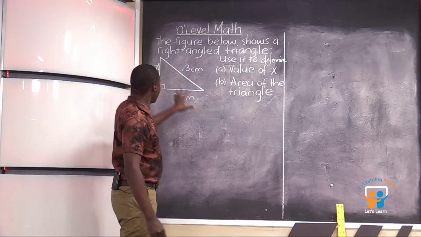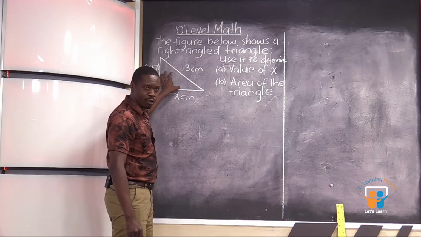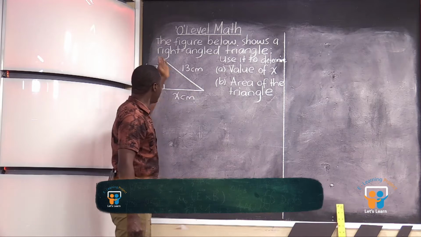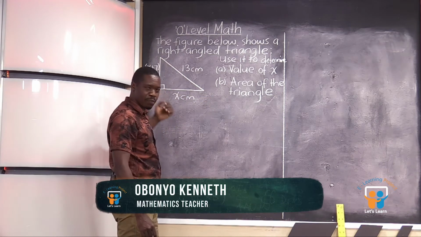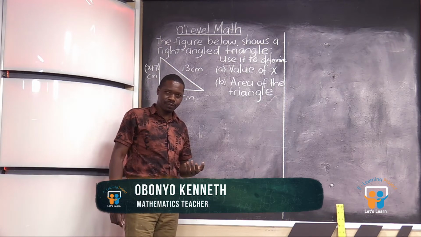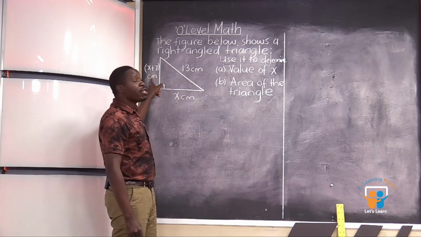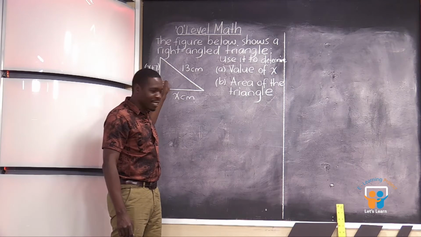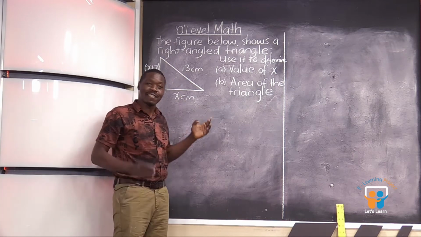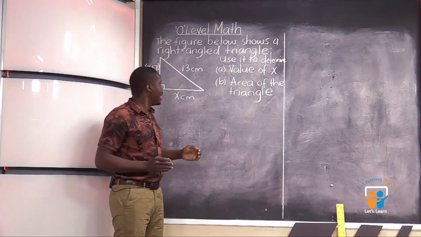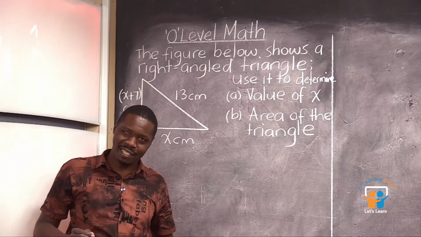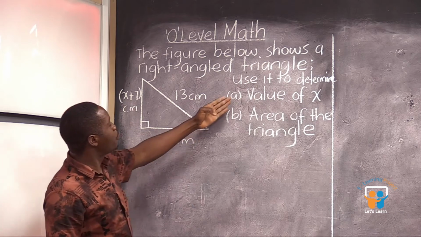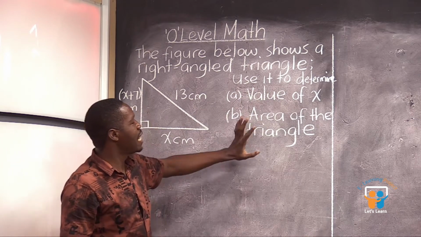But remember, this is the shape that we are calling a triangle. It has three sides. The first side, which we call the height, is x plus 7. But remember, the units are centimeters. The second side is x centimeters. And then the longest side, which is the hypotenuse, is 13 centimeters. So they want us to use it to find the value of x and then the area of the triangle.